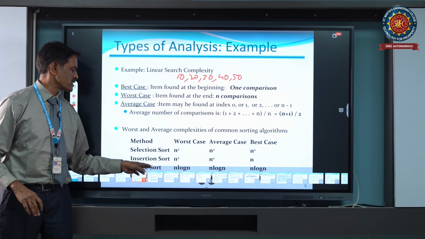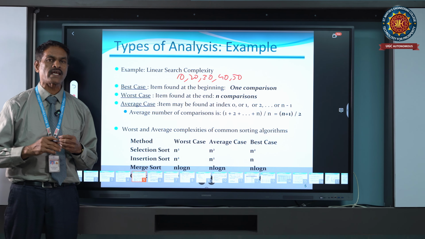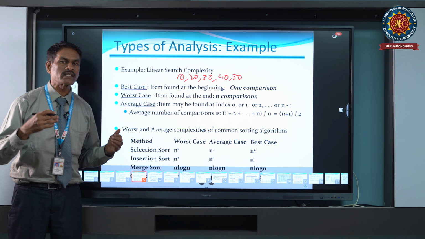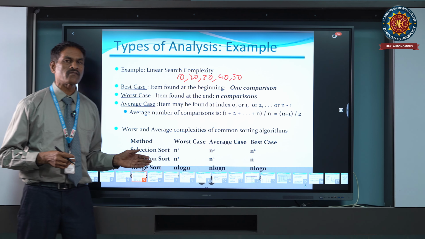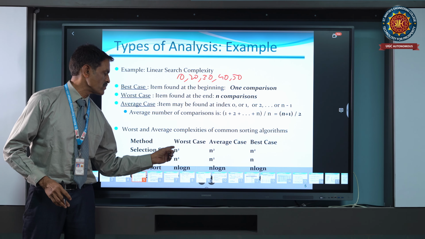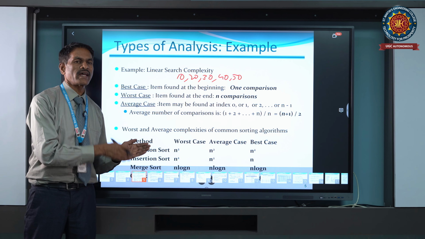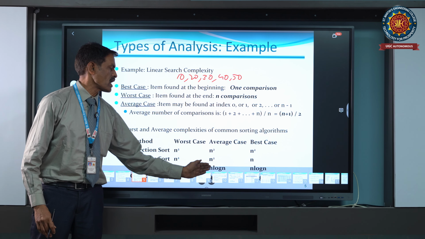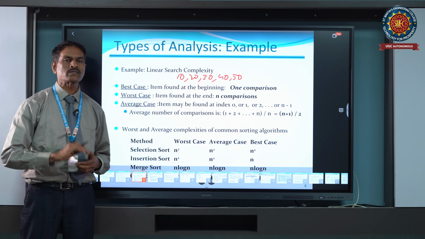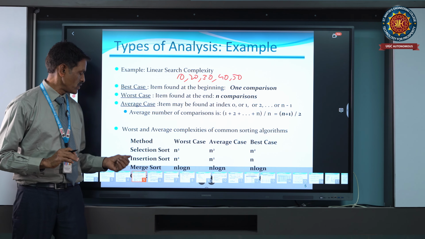And next is merge sort. Merge sort, in the design and analysis of algorithms, is one of the best methods, using the divide and conquer technique. In the merge sort mechanism, first of all it is partitioned, divided, and then merged. The worst case is n log n, the average case is n log n, and the best case is n log n. All three parameters are n log n. So this is what we use for merge sort.